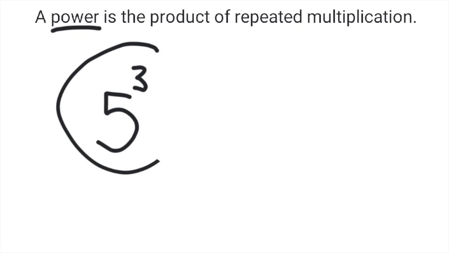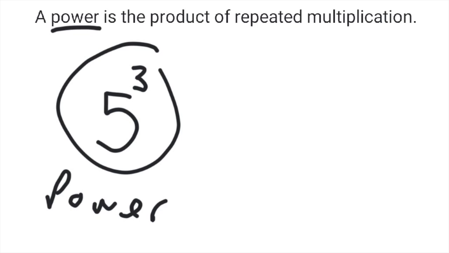Powers and exponents. A power is the product of repeated multiplication. So for example, 5 cubed is a power. This whole thing is a power. The 5 is the base, and the 3 is the exponent.